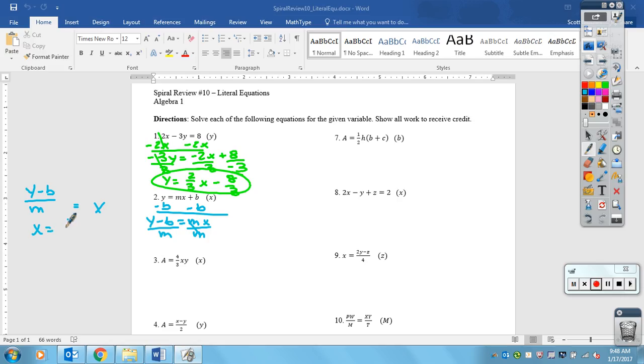If I want to use the symmetric property, it's the same thing. Just rearranging them, either one of these would be okay. Number 3, solving for x again.